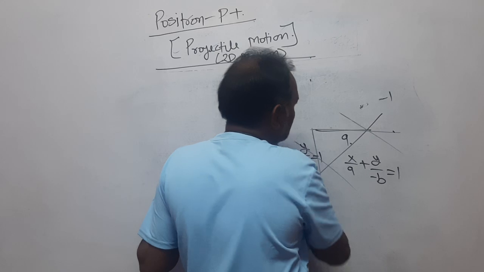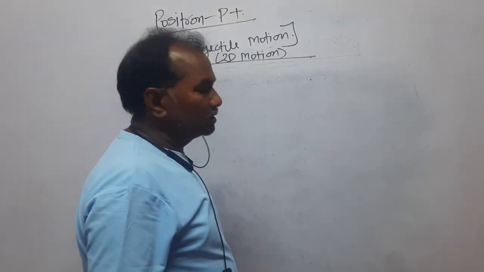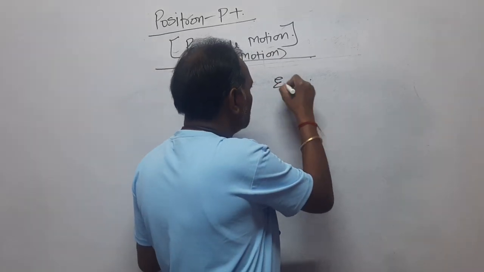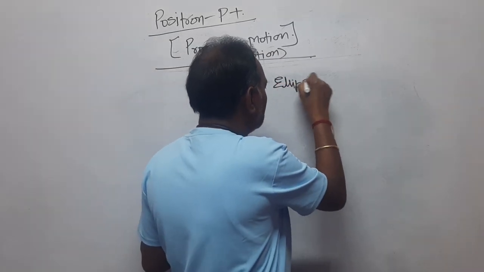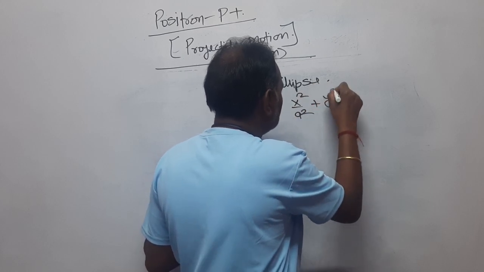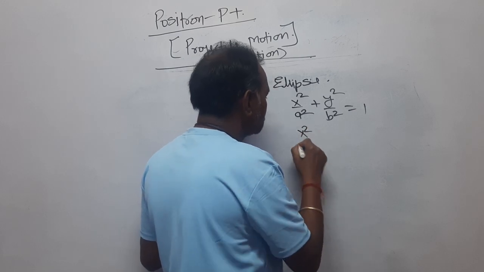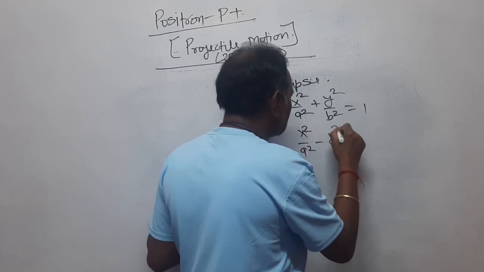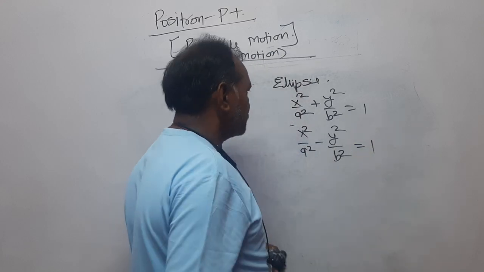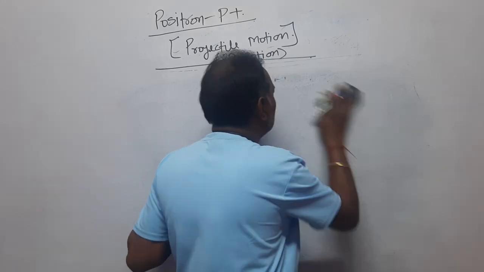Dear students, in a similar way, you know the equation of an ellipse is x square upon a square plus y square upon b square equals 1, whereas x square upon a square minus y square upon b square equals 1 represents a hyperbola, and the former represents an ellipse.